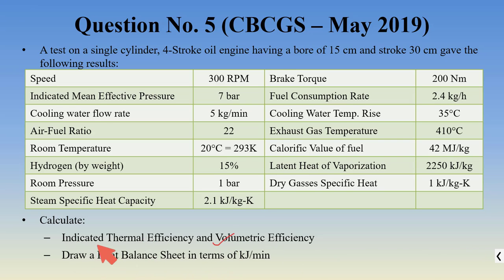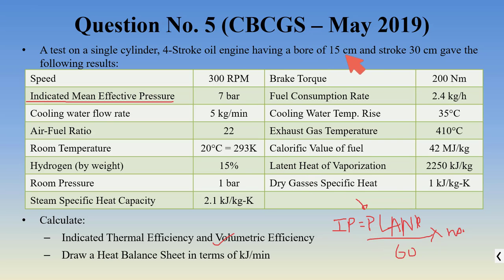How are we going to find indicated thermal efficiency? Indicated thermal efficiency is indicated power divided by thermal power. How can you find indicated power? See, they have given us indicated mean effective pressure. So if they have given us indicated mean effective pressure, what is the formula that we are going to use? IP is equal to P L A N K upon 60 into number of cylinders, right? Where P is indicated mean effective pressure.